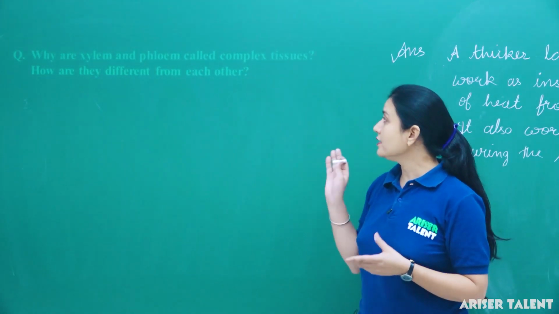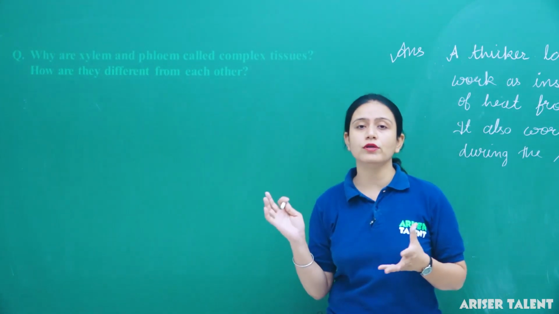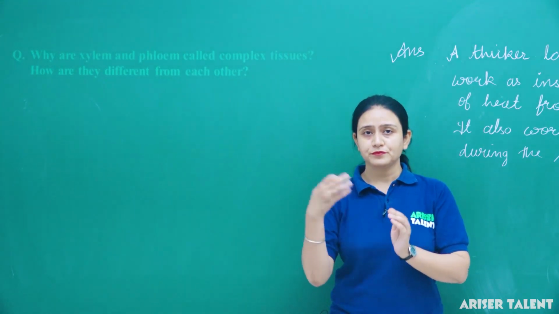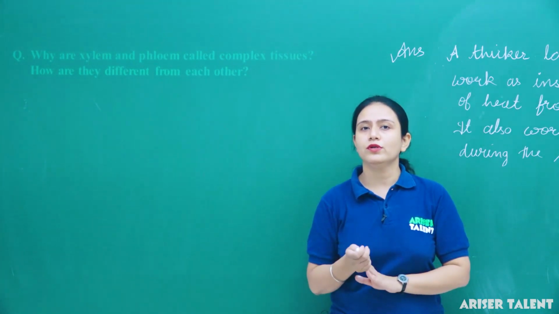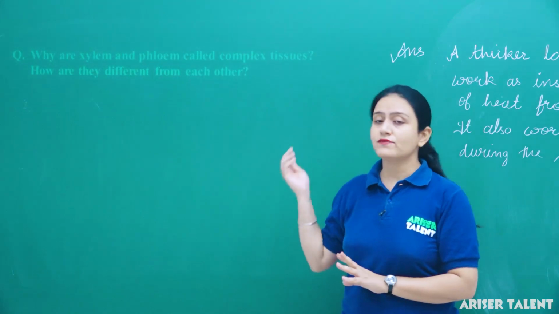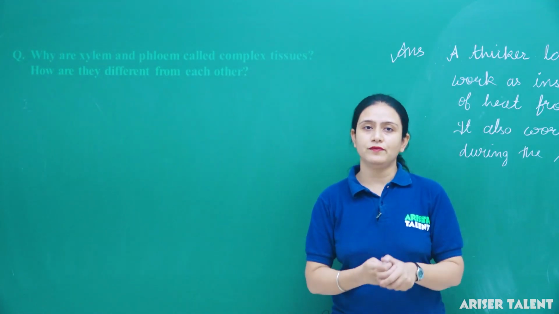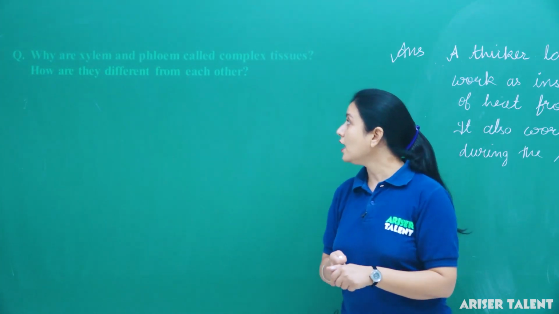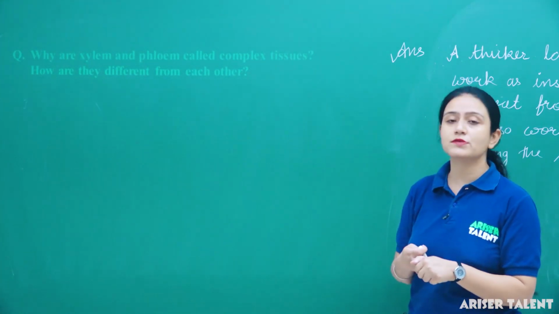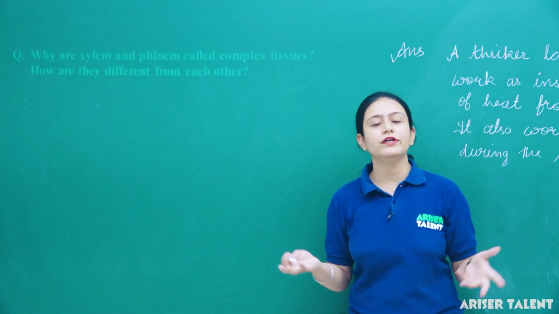Now let's discuss it. As we all know, xylem and phloem both work as a vascular bundle. Together they are known as vascular bundle. Even though they are made up of different cells, together they perform a particular function. And if you talk about the difference between them, they are made up of different types of cells.